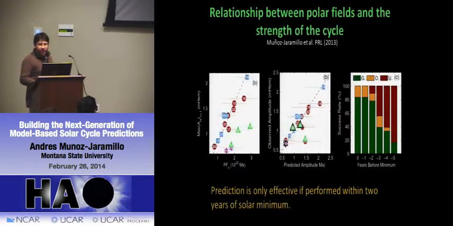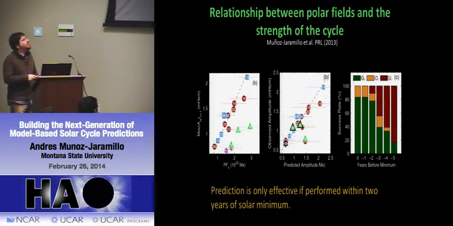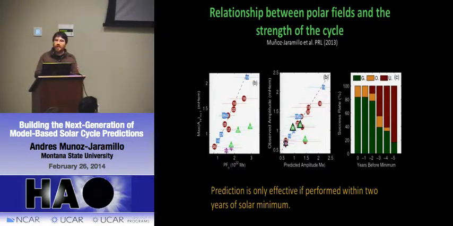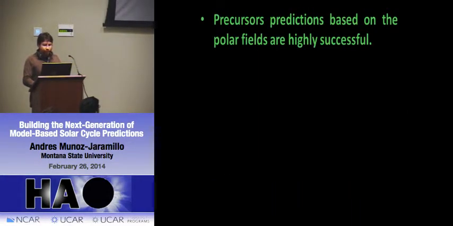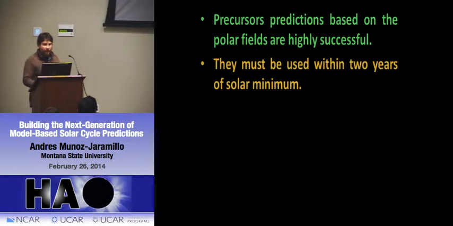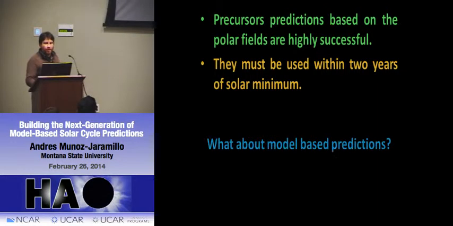Now, the last thing that I did was look at how this performs if you don't know when solar minimum is. What happens if you use this relationship at solar minimum, 1 year before minimum, 2, 3, 4, and 5 years before minimum? And what I find is that as long as you use this relationship within 2 years of solar minimum, wherever that may be, you have to guess. But as soon as you do it within 2 years of solar minimum, you're going to be quite successful at guessing the amplitude of the next cycle. So precursor predictions based on polar fields are highly successful. They must be used within 2 years of solar minimum.